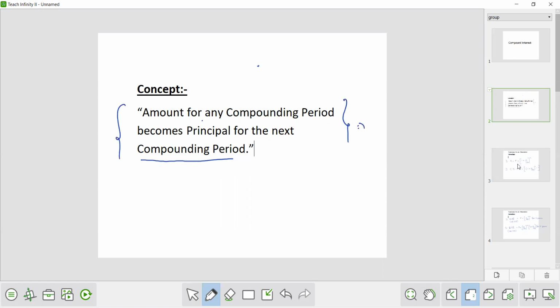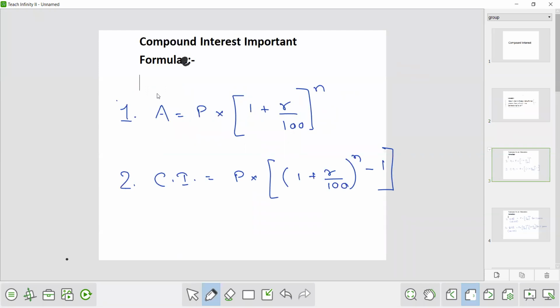First, we will look at some formulas. If we have to find the amount, how do we find it? The amount is principal into (1 plus r by 100) raised to the power n. Here P is the principal, A is the amount, R is the rate of interest, and N is the number of years. Now if we have to find compound interest, the compound interest is P into ((1 plus r by 100) raised to the power n minus 1). Again, n is the number of years, r is the rate of interest, P is the principal.